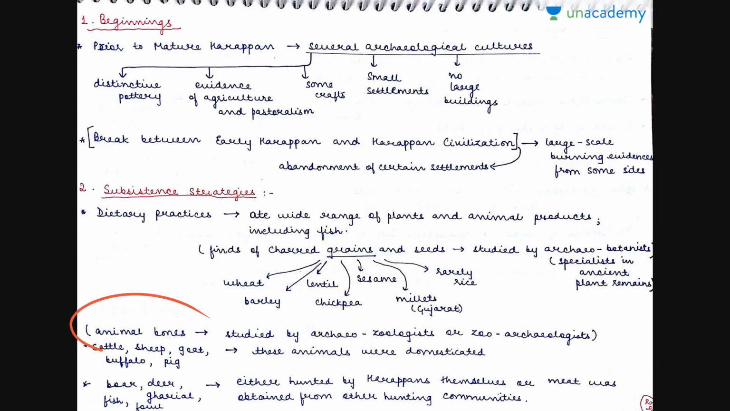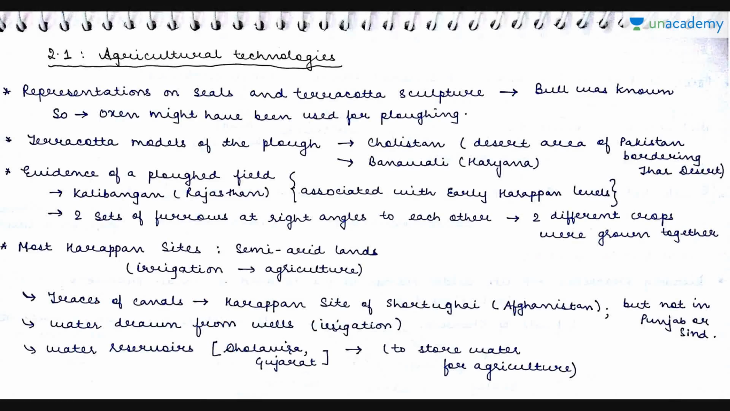Then how do we know that animal products were also there and people ate them? Some remains, like animal bones, are found, which are studied by archaeologists or zooarchaeologists. So they study plant remains here, and they study the animal remains here. The bones of animals like cattle, sheep, goat, buffalo, pig. These animals were domesticated, and they were either hunted by the Harappans themselves, or meat was obtained from other hunting communities. But bones were found of these particular animals, both domestic and wild.